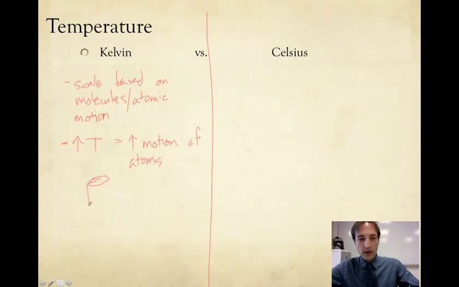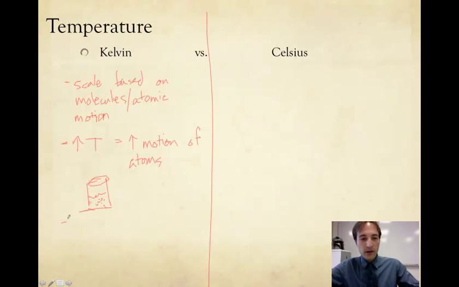So if you have a cup of water, horrible cup of water, but whatever, and we raise the temperature, there's little atoms, or actually in this case, little molecules of water in there, right? Well, as we raise the temperature of this water, the molecules will start to move around faster and faster and faster. Okay, that's the idea. We'll get lots more into this idea later on in the year. But for right now, understand the Kelvin scale is all based on atomic motion.